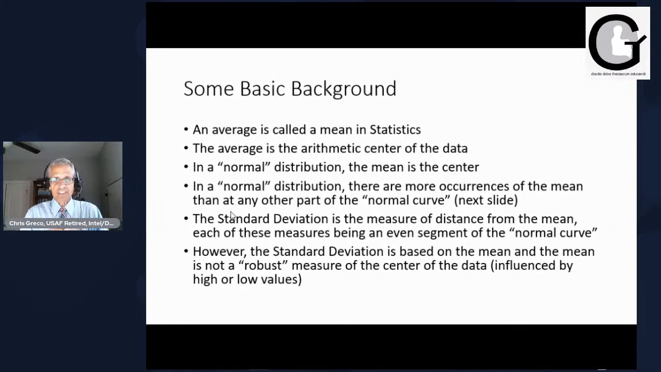The standard deviation is the measure of distance from the mean, each of these measures being an even segment in what they call the normal curve. Again, we'll talk about that. We'll have illustrations, we'll have examples, all those things.